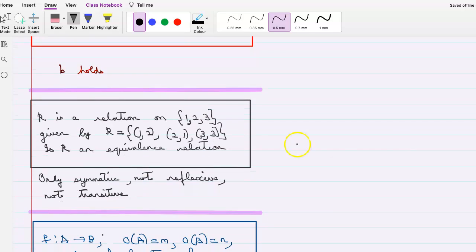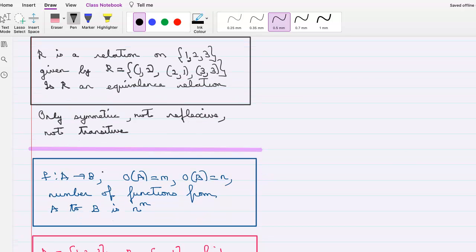Next we have R is a relation on {1, 2, 3} given by R equal to {(1, 2), (2, 1), (3, 3)}. Is R an equivalence relation? R is only symmetric because (1, 2) belongs to R implies (2, 1) belongs to R, but R is not transitive because (1, 1) does not belong to R. So R is not reflexive either because (2, 2) does not belong to R, (1, 1) does not belong to R.